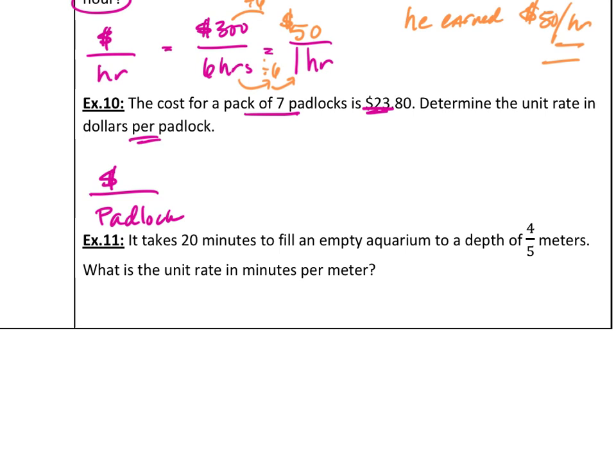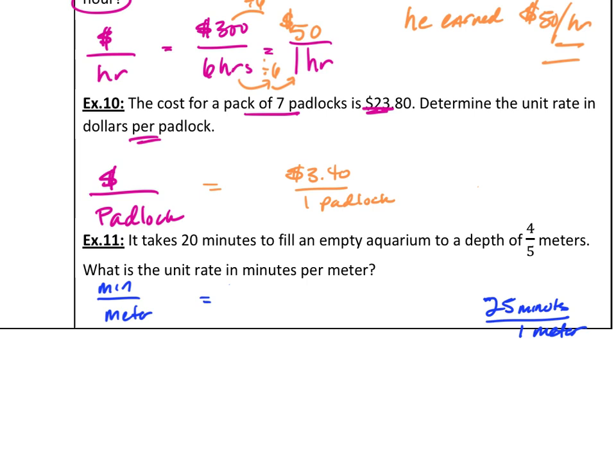So do these two, hit pause, do these two, and see how you do. Okay, so when you look at these, you should have gotten on example 10 that you have $3.40 per padlock. And number 11 should have been the harder one, and it's 25 minutes per meter. If you got those, you're good. You know what you're doing.